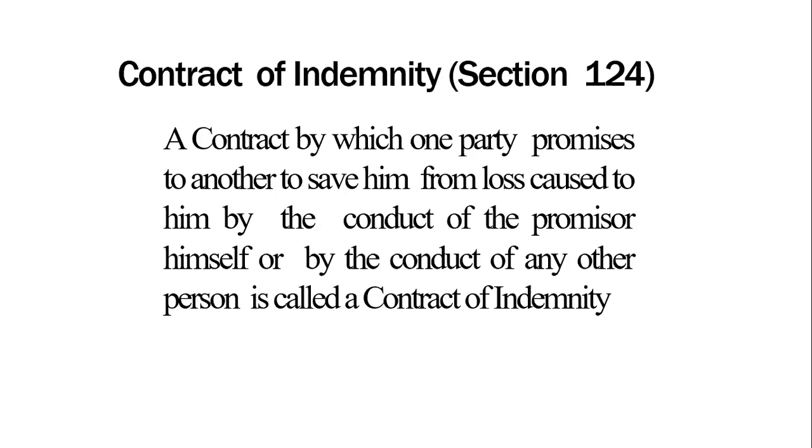So, an indemnity contract is a contract by which one party promises to save the other from loss caused to him by the conduct of the promisor himself or by the conduct of any other person. Indemnity is a part of the general class of contingent contracts because indemnity depends upon the happening of an anticipated loss.